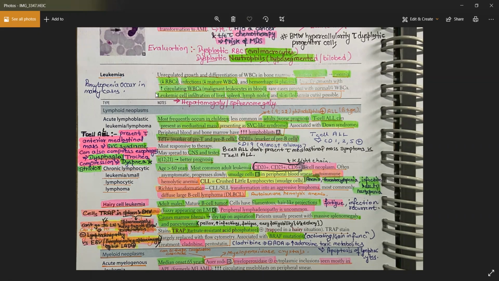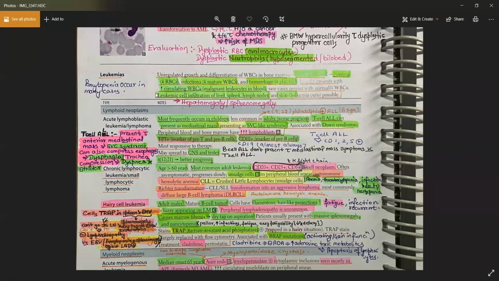Okay, they can go to the liver, the spleen, the lymph node, the skin, and the bone marrow. If they go to the bone marrow, they can cause pancytopenia. If they go to the lymph nodes, they can cause multiple lymphadenopathy. They can go to the spleen and liver and cause hepatosplenomegaly also. In the skin, they can cause skin nodules and skin rashes.